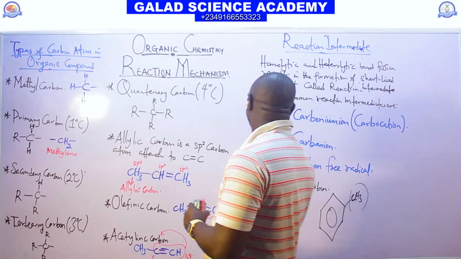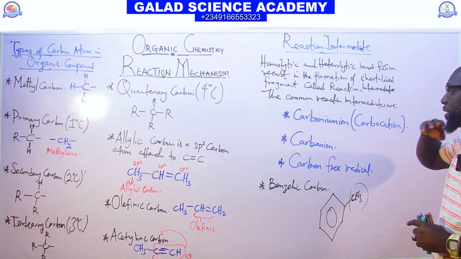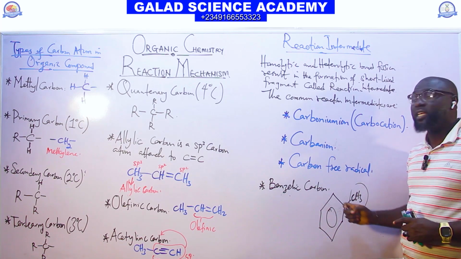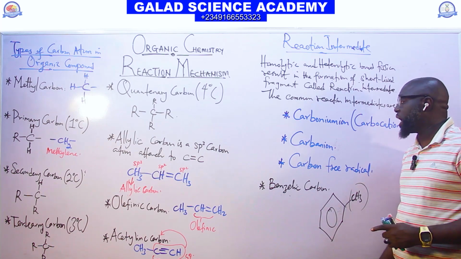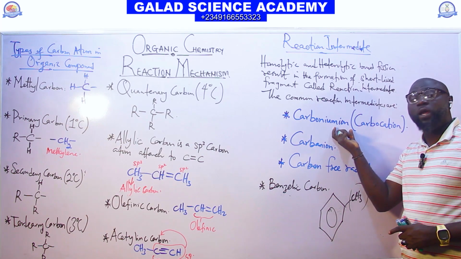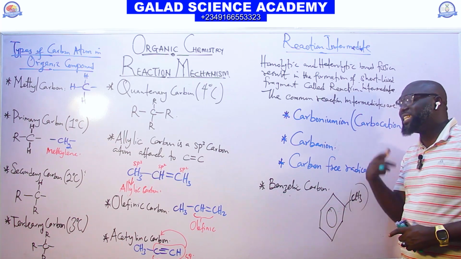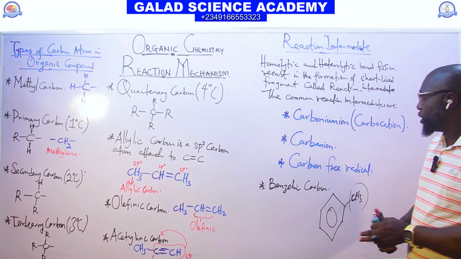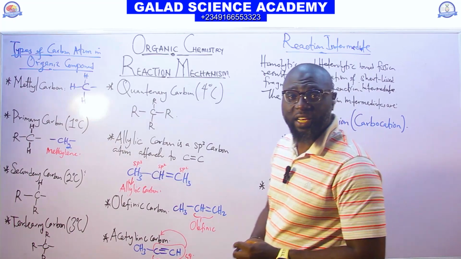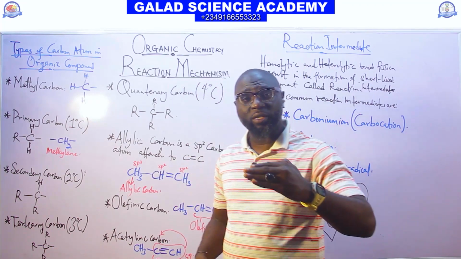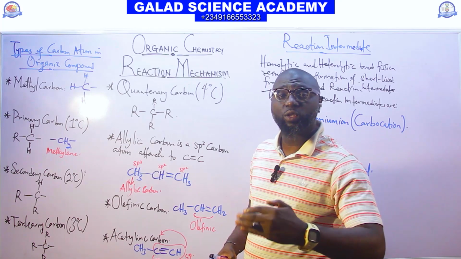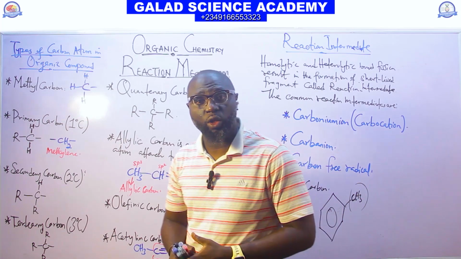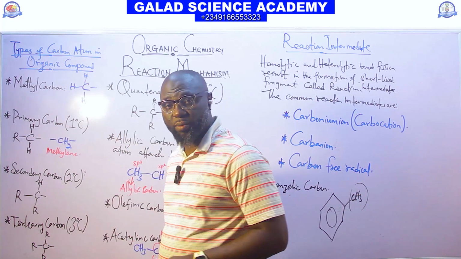So now we can move to the types of reaction intermediates we have, which are carbanion, carbonium ion, and carbon free radicals. Let me take them one after the other. I will explain the carbanion, then the formation of carbanion, then the stability of carbonium ion. So let us treat these three. After these three, we now enter the types of mechanism of reaction. In the types of reaction mechanism, we are not going in deeply into the mechanism of reaction.